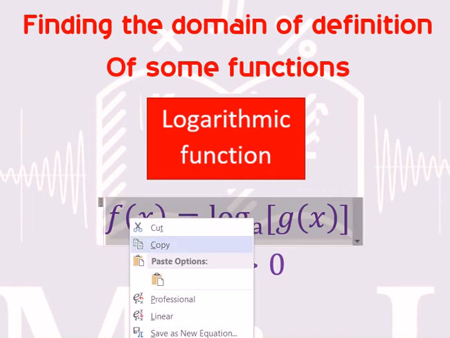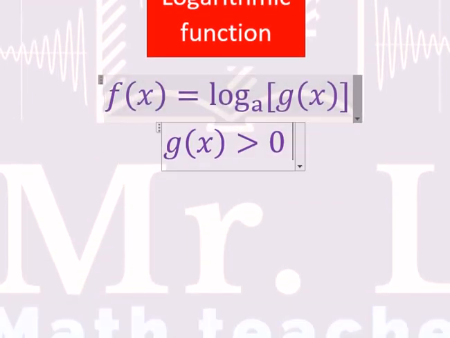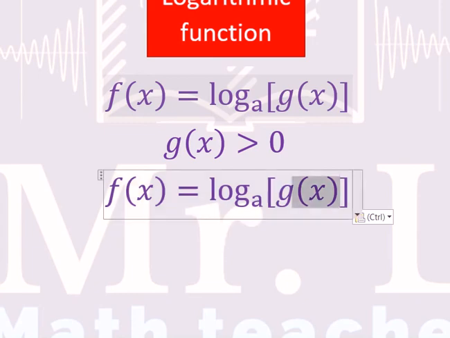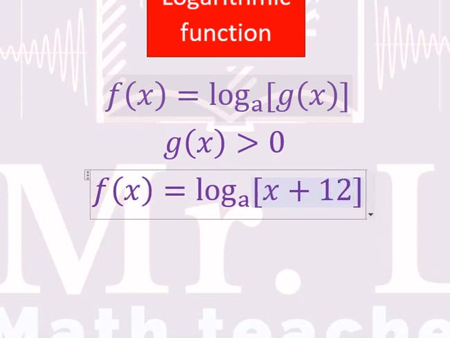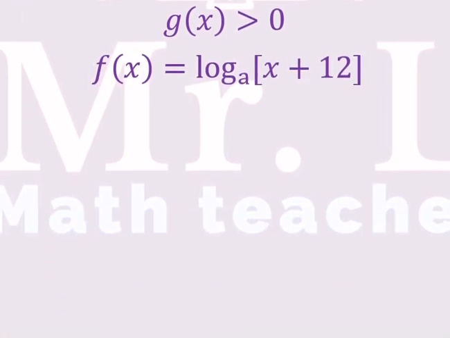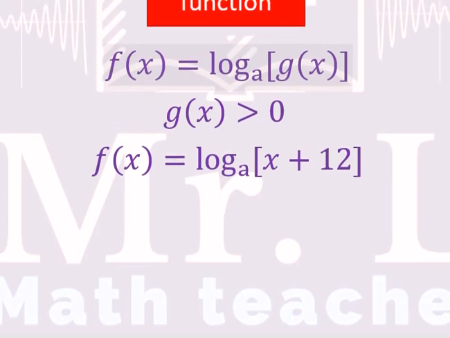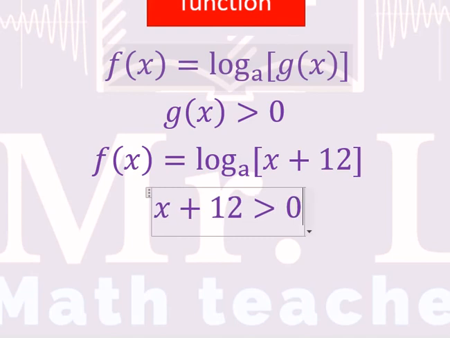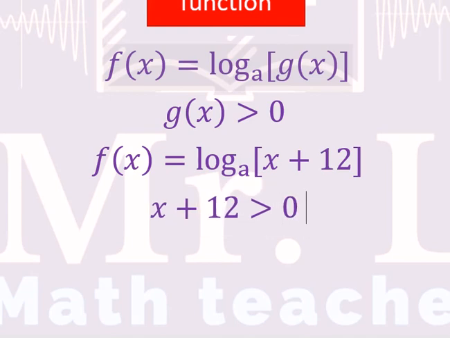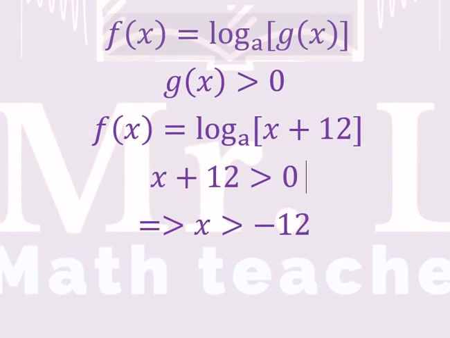So as usual, let me do a particular example. For example, here I can choose any function g of x. Let's say, for example, x plus 12. So all we need to do is to make sure that x plus 12 is bigger than 0. And pay attention, it's strictly bigger than 0, unlike the radical. So it follows that x is strictly bigger than negative 12. So this will be the domain of definition of this particular case.